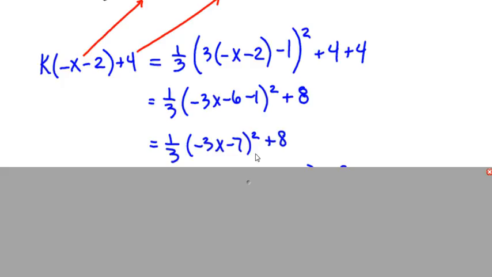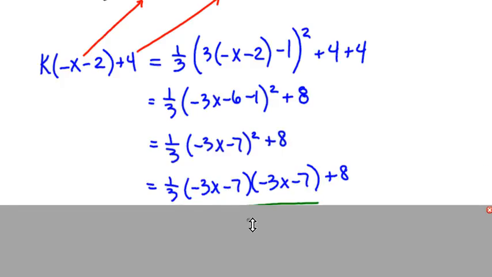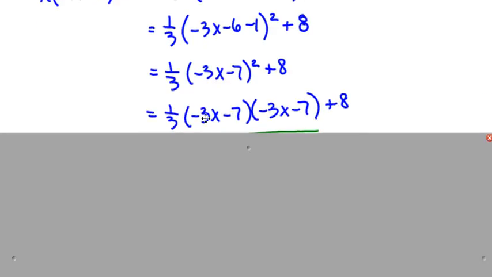At this point, we should take care of our power, so our squaring. You might want to write out your parentheses twice to make sure you're multiplying them correctly by distributing. So if we distribute a negative 3x and a negative 3x, that would be 9x squared. A negative 3x times a negative 7, that's a positive 21x. A negative 7 times a negative 3x, that's a positive 21x. Negative 7 times negative 7, that's a positive 49.